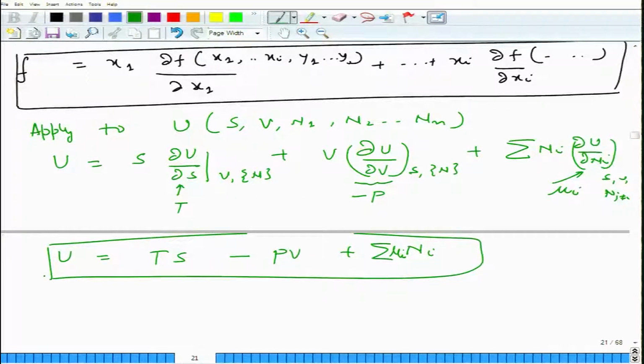So, we have now got an equation which is the Euler integrated fundamental equation. Okay, so this is based on very simple mathematics, and this expression is going to be extremely useful to derive something called the Gibbs-Duhem equation, which we are going to talk about in the next lecture. So, with that I am going to stop and we will see you in the next lecture.